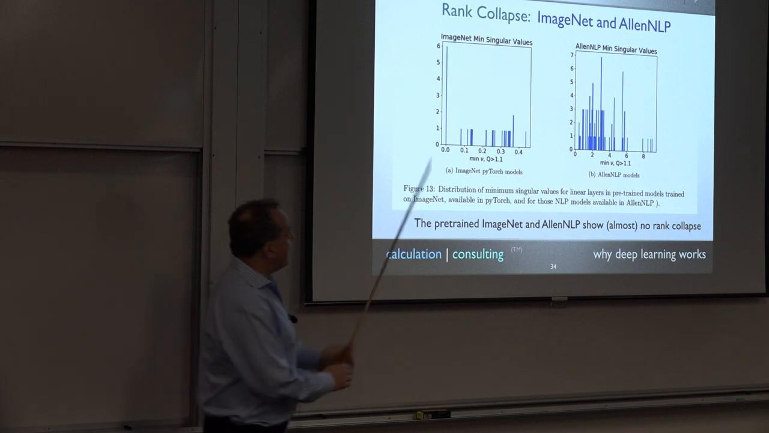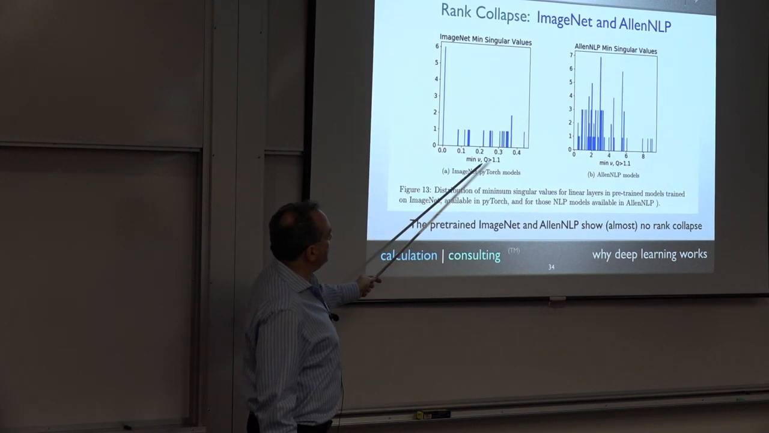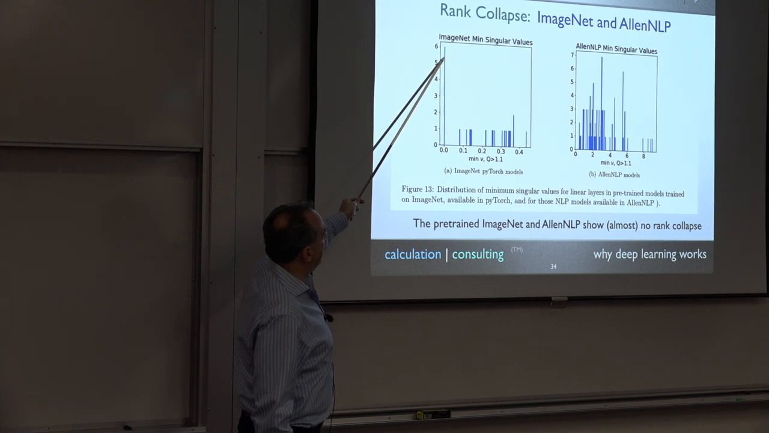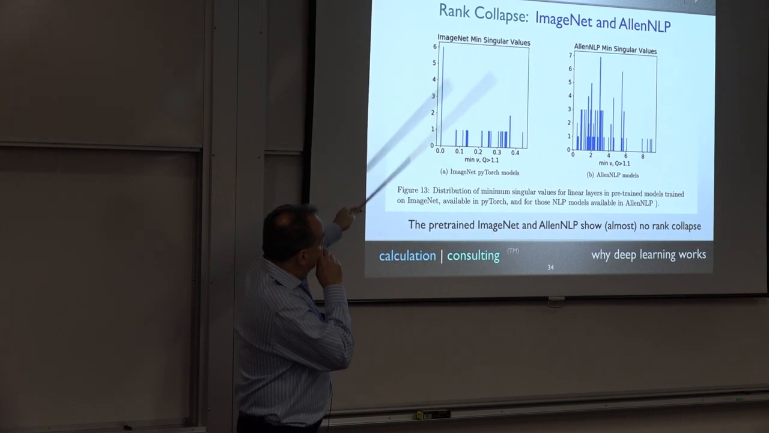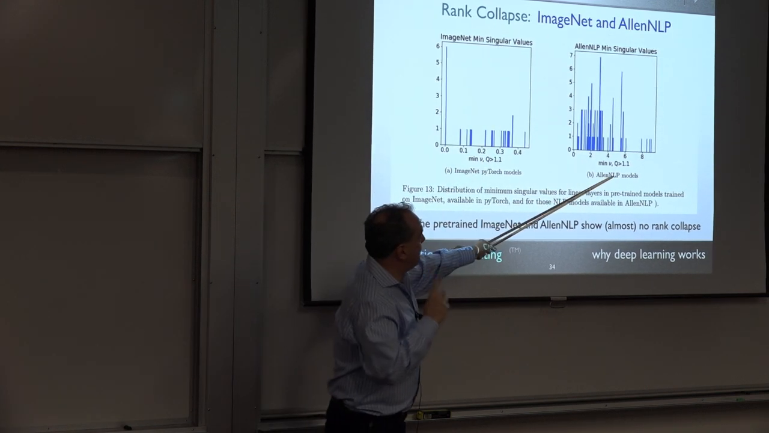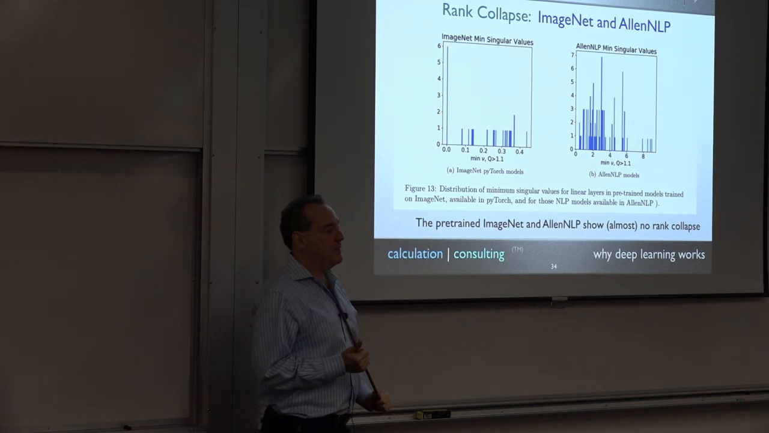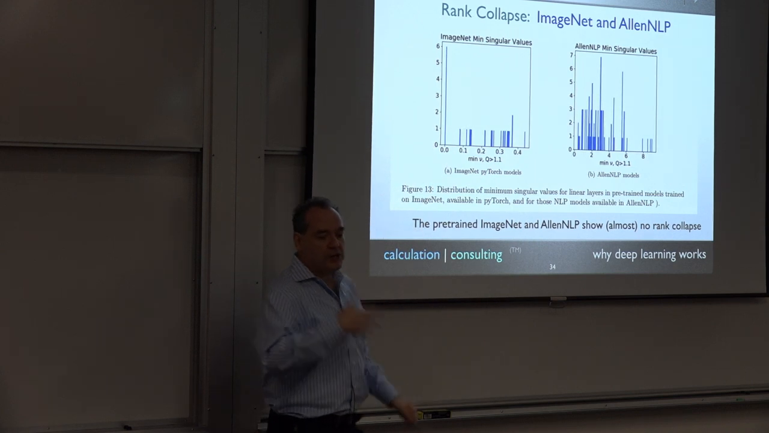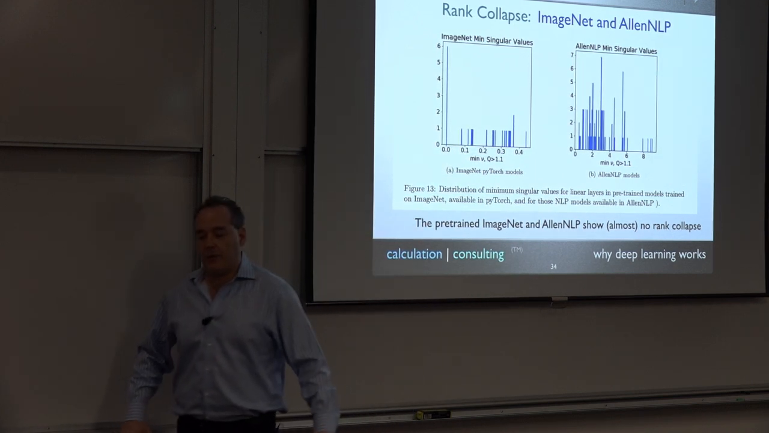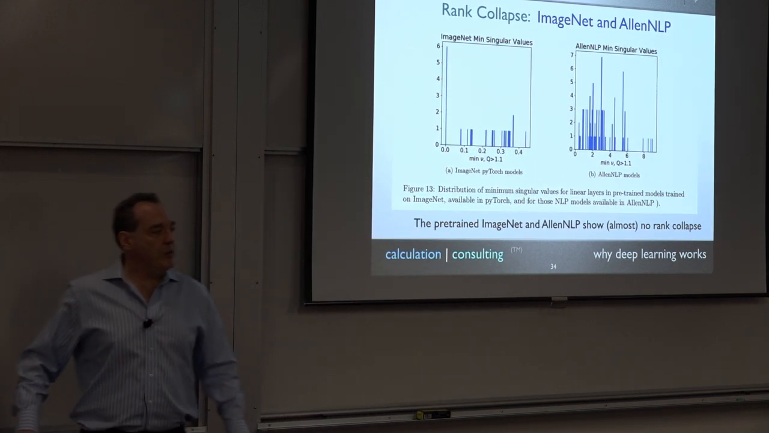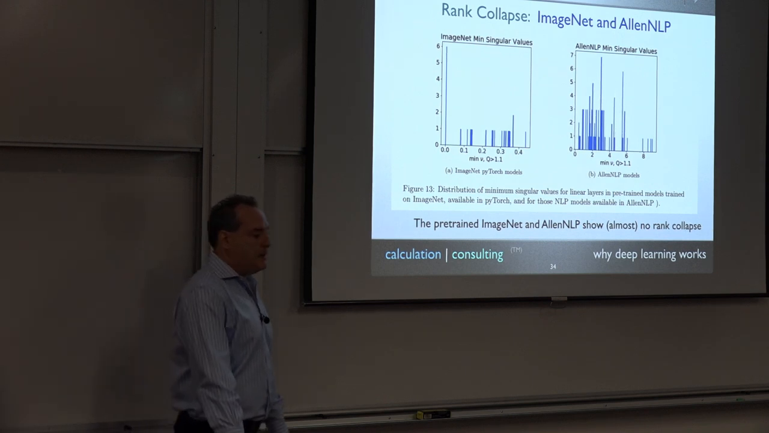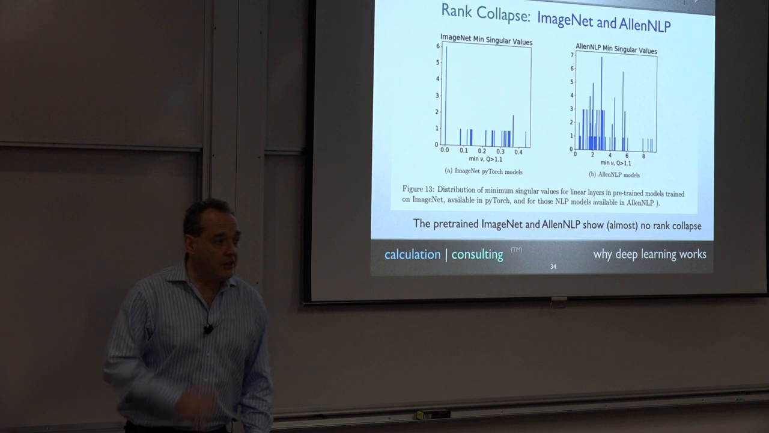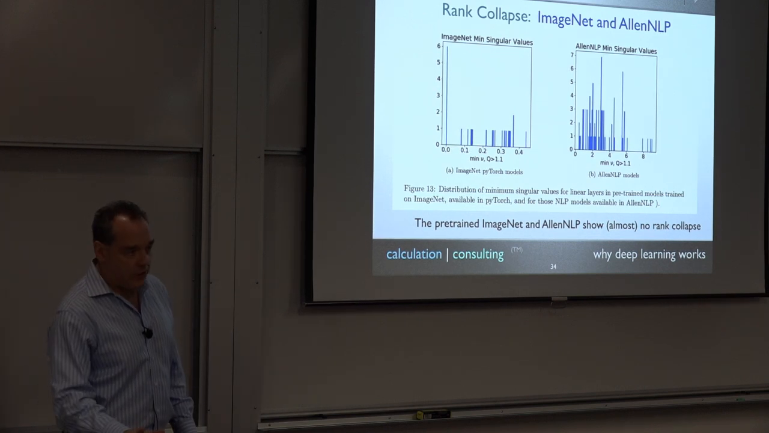Likewise, in terms of rank collapse, we look at all these ImageNet models, and we see a few layers exhibit rank collapse. None of the Allen NLP models displayed any kind of rank collapse. So we're coming to this picture now where if you look at a neural network that is very well trained, you expect it to have small power law exponents, and you don't expect there to be any rank collapse. Now, there are exceptions.